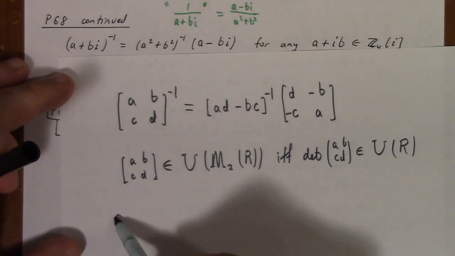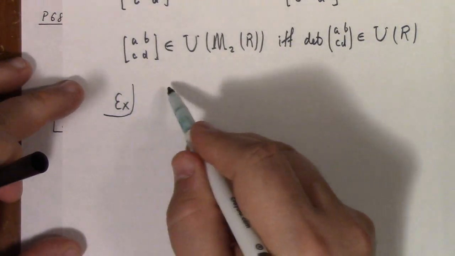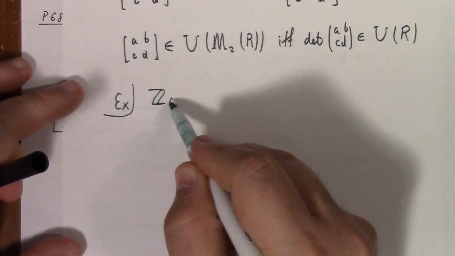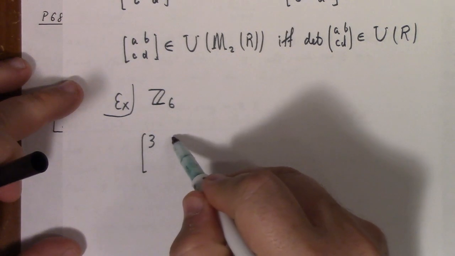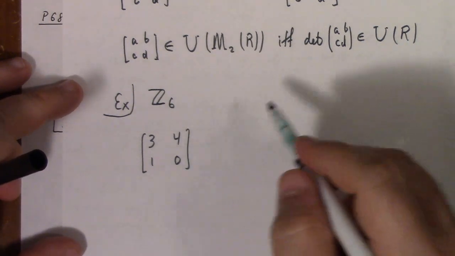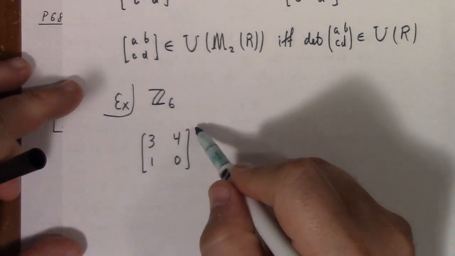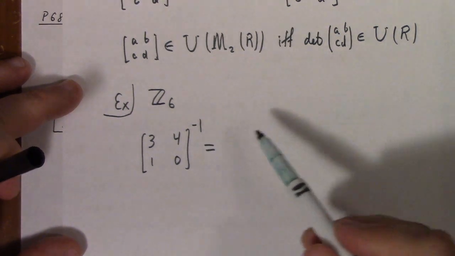So let's see here, for example, if I'm working over, let's say, Z6, right? And I have the matrix 3, 4, 1, 0. Just made it up. I have no idea what's going to happen. Then the question is, does the inverse exist? Well, let me quickly calculate it.